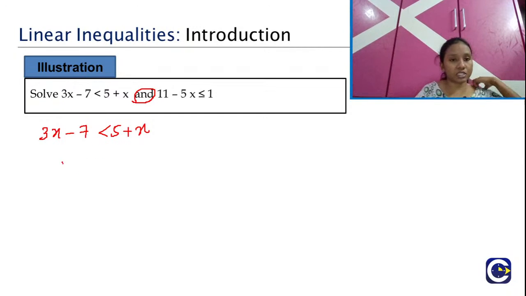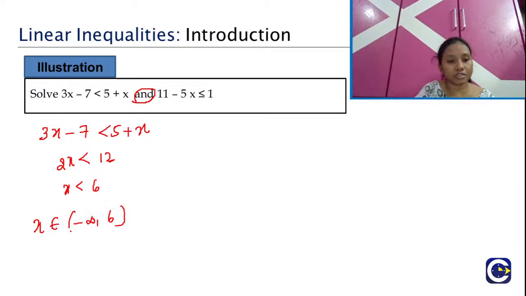For the first, it will be 2x less than 12, so x less than 6. This is my first solution. That means x belongs to minus infinity comma 6, isn't it? So what about our second? 11 minus 5x less than or equal to 1 here, right?